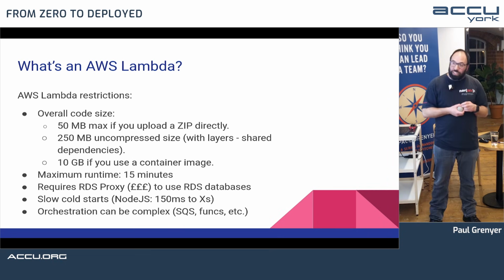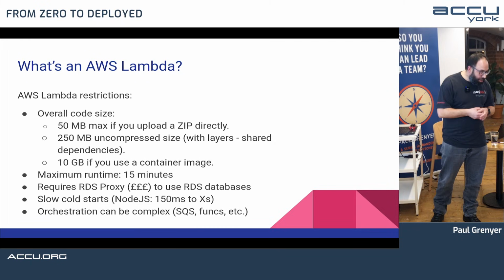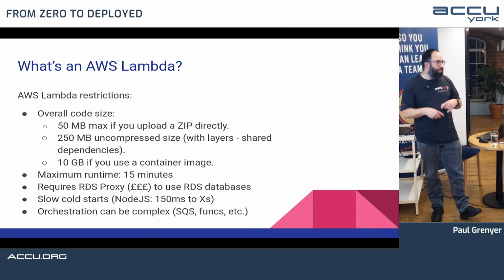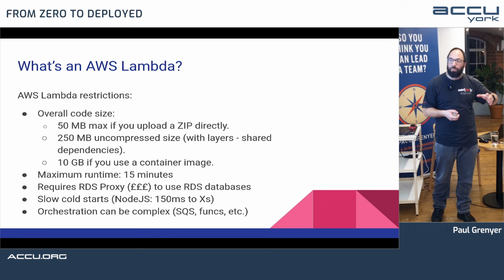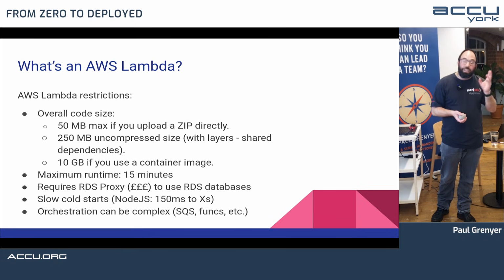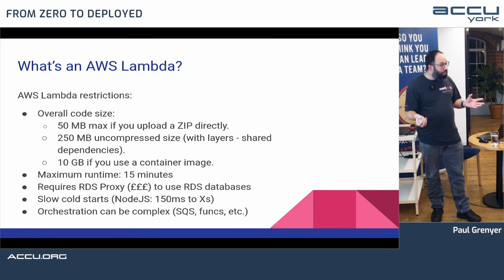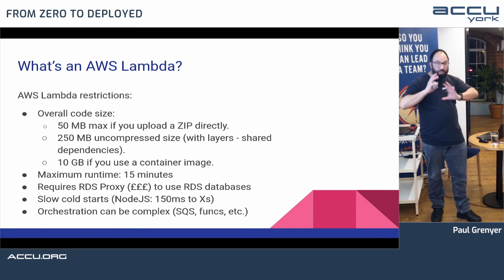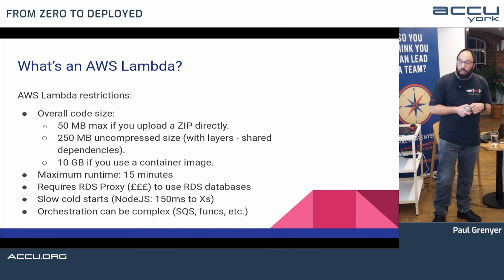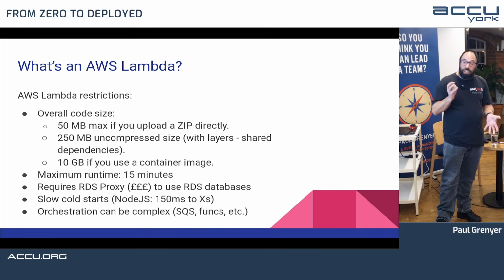There are also some other restrictions. What we're going to see tonight is that normally when you deploy a Lambda, you stick it into a zip file and you upload the zip file somewhere, and that gets loaded into the Lambda. And that zip file mustn't be bigger than 50 megabytes. When it's uncompressed and deployed as the Lambda, it mustn't be bigger than 250 megabytes. But if you use the container image supplied by AWS, then you can have up to 10 gigabytes in your Lambda.